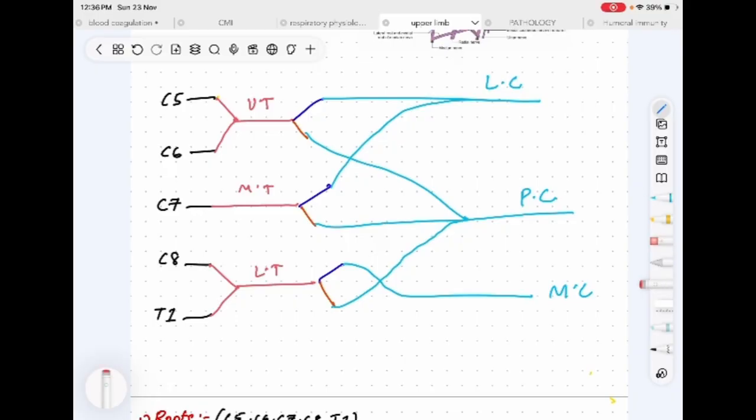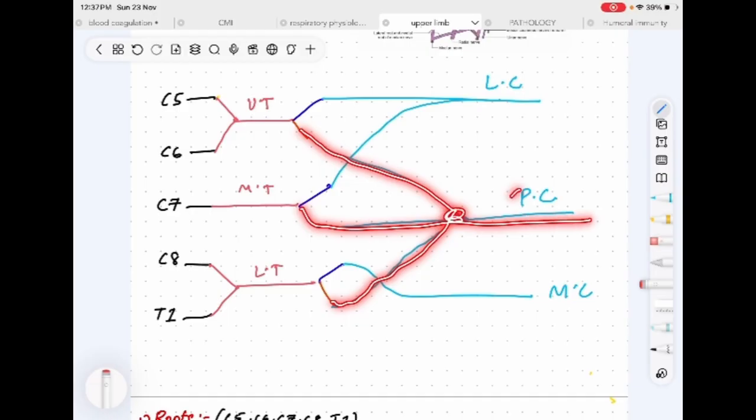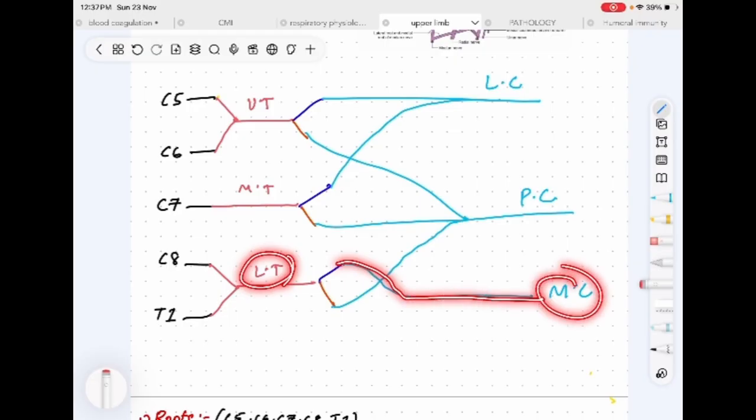I hope you got my point. C5 and C6 roots join to form the upper trunk. C7 continues as the middle trunk, and C8 and T1 join to form the lower trunk. Each trunk has anterior and posterior divisions. Now to form cords, first we join the anterior divisions of the upper trunk and the middle trunk, which forms the lateral cord. Then we join the posterior divisions of all the trunks to form the posterior cord, and we continue the anterior division of the lower trunk to form the medial cord.